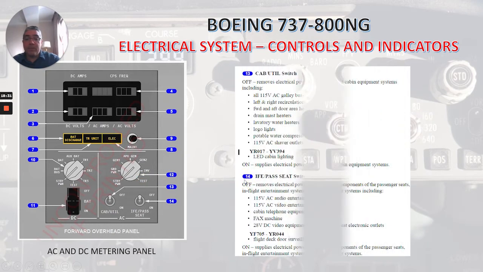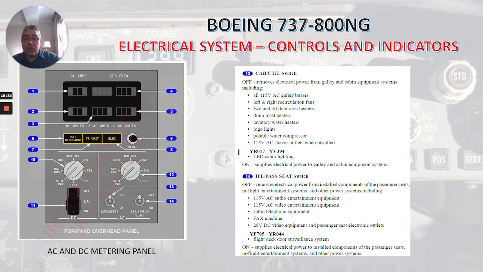Now we have the cabin utility switch right here. You can see 2 positions, off and on. In off, it removes electrical power from galley and cabin equipment systems, including all 115 volt AC galley buses, left and right recirculation fans, forward and aft door area heaters, drain mast heaters, lavatory water heaters, logo lights, potable water compressor, and 115 volt AC shaver outlets when installed. In these models here, the LED cabin lighting. In the on position, it supplies electrical power to galley and cabin equipment.